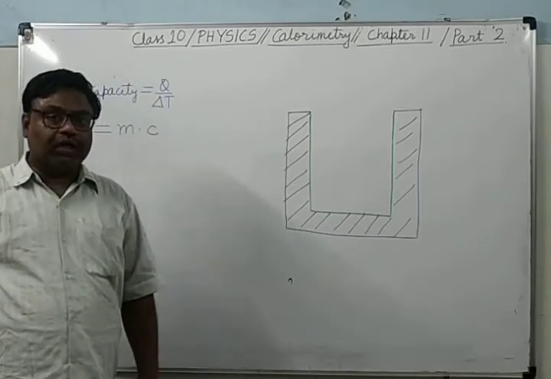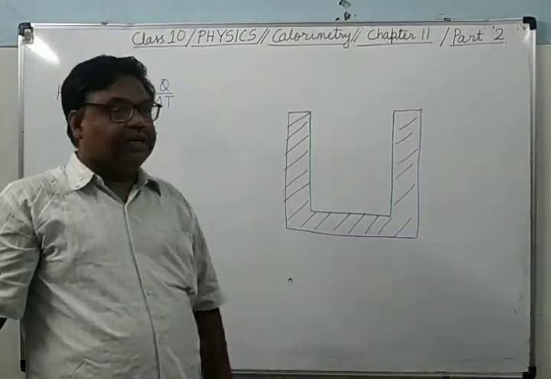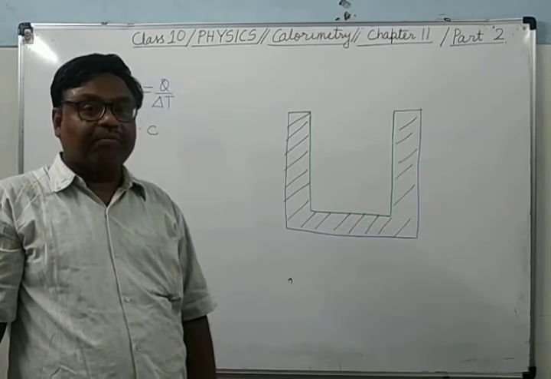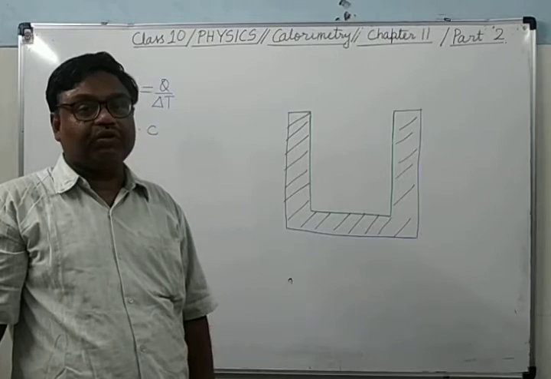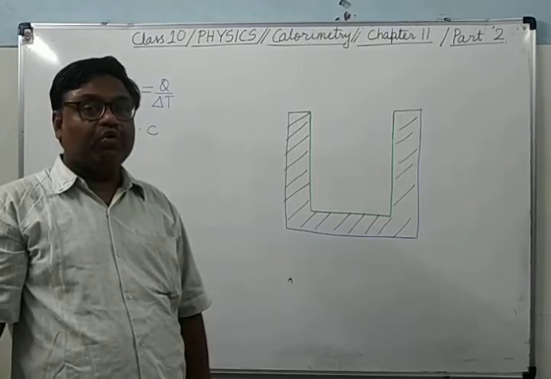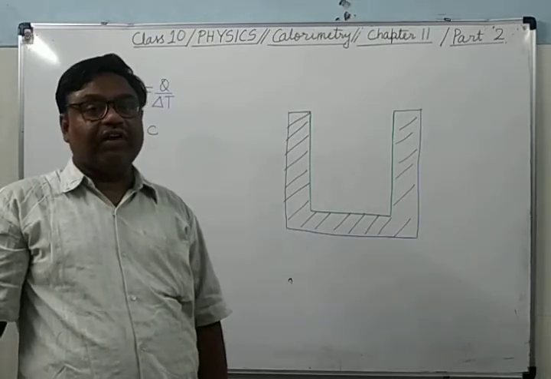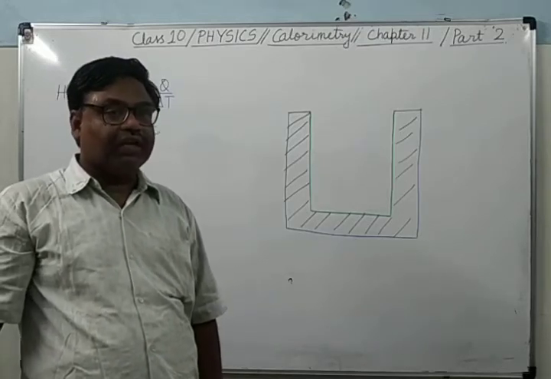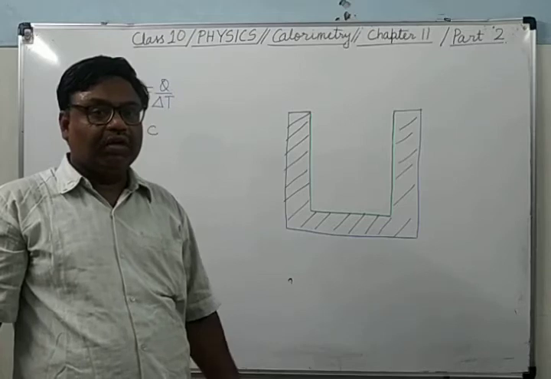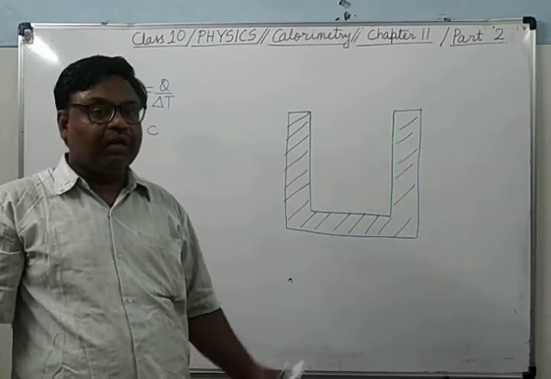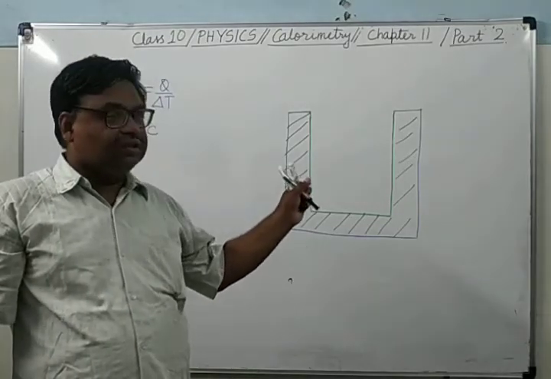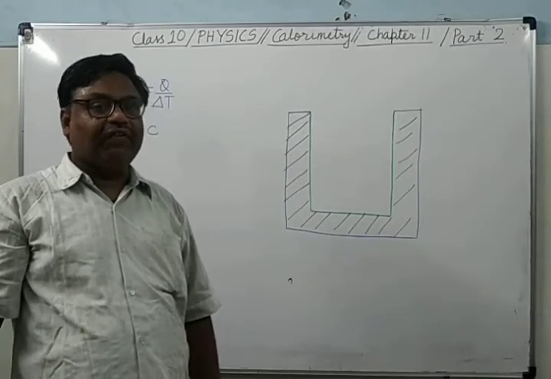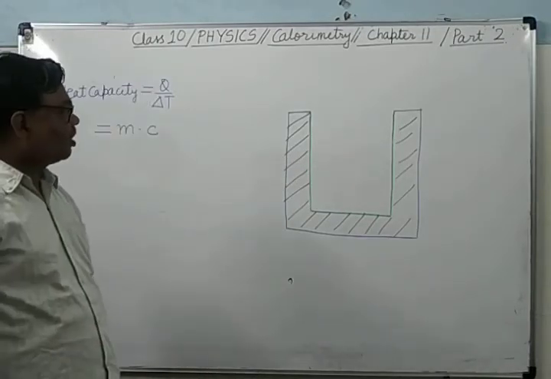Now one more thing. This calorimeter, which is made up of copper, is highly polished from inside as well as from outside. Why? In order to avoid the loss of heat due to radiation. It means the radiant heat will get reflected from the highly polished surface.